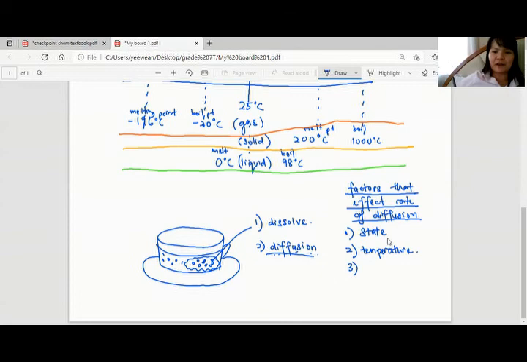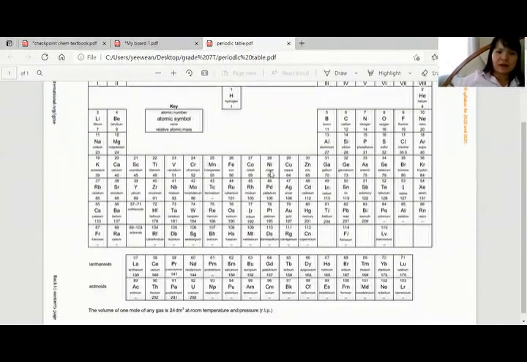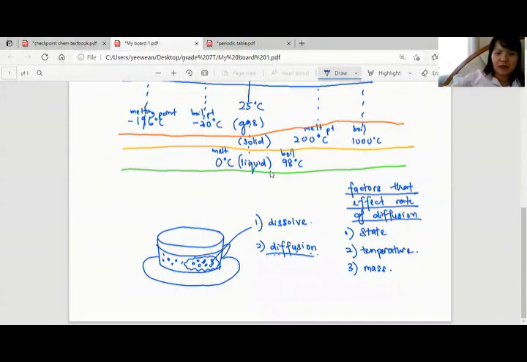Okay, the third thing that affects the rate of diffusion would be the mass. Remember how to get the mass? We'll have to look at the periodic table. Now, where to get the mass? The mass is the figure from down here. So things that have low mass diffuse faster. Things that have higher mass diffuse slower. Okay, so if they're heavy, then they move slowly. If they're light, then they move quickly.